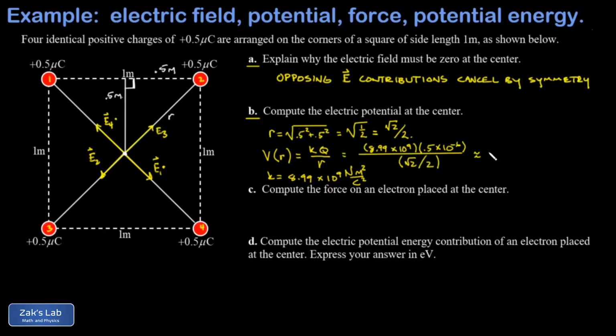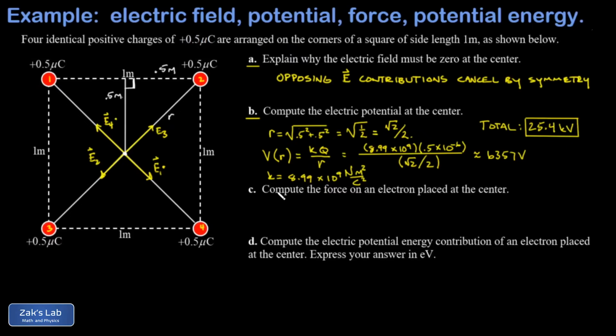And when we run the numbers on this, we get about 6,357 volts for the potential contribution of just one of those charges. So the total potential at the center of this configuration is going to be 4 times that much. And if we round that to 3 significant digits, we get 25,400, in other words, 25.4 kilovolts.